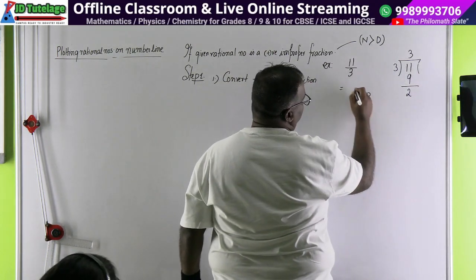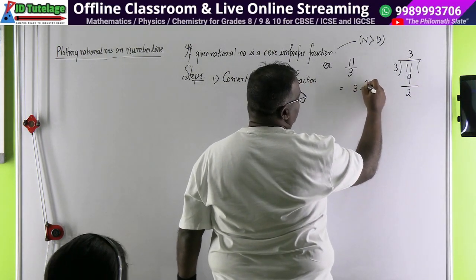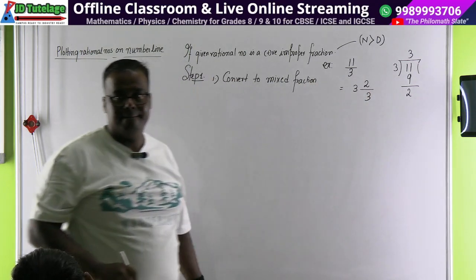3 3 9, ये 2, तो इसको हम कैसे लिखते हैं? इसको हम लिखते हैं 3 into 3 is 9 and add another 2। समझ में आया?